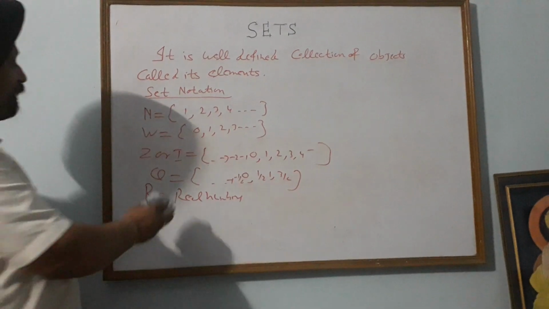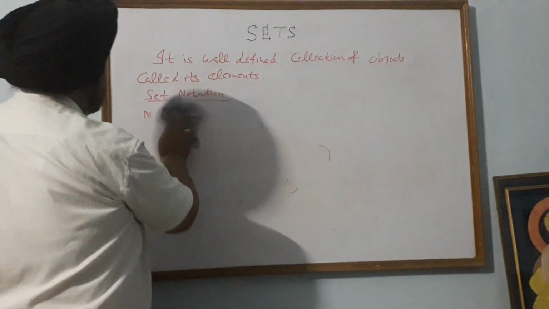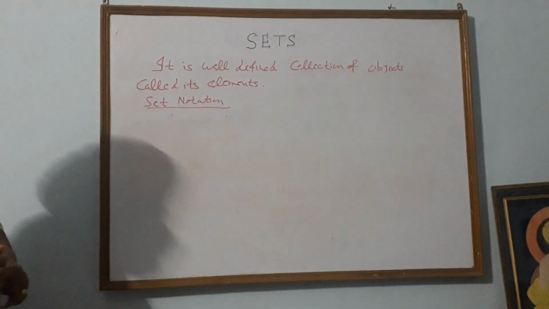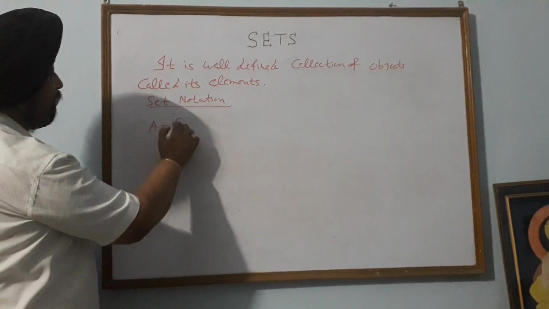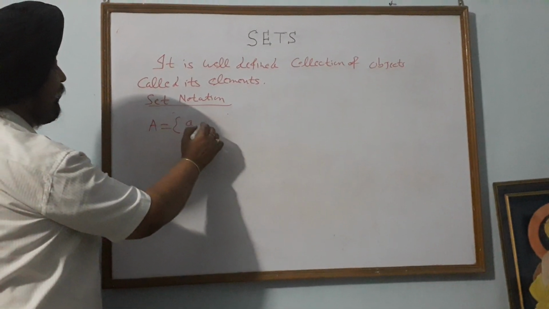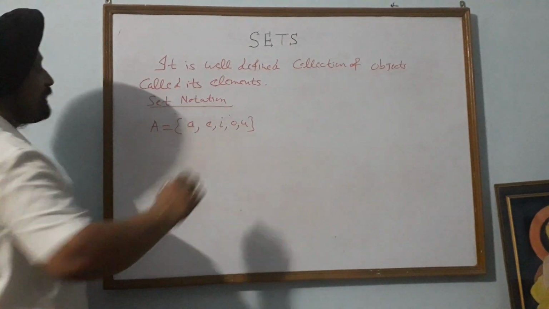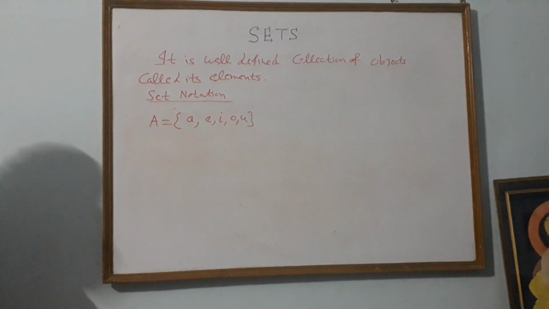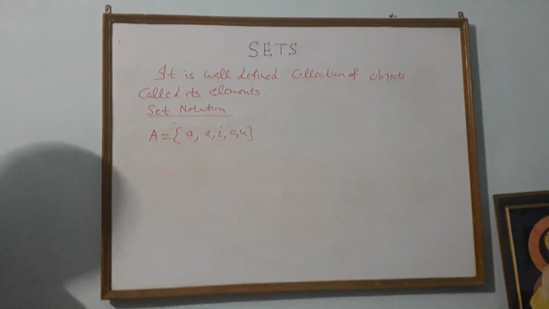Let us consider an example: the set of vowels of the English alphabet. Now you know there are 5 vowels in the English alphabet. So let A be the set of vowels of the English alphabet. It can be written as A, E, I, O, U. This type of set is a finite set, because its elements can be counted and the counting comes to an end.